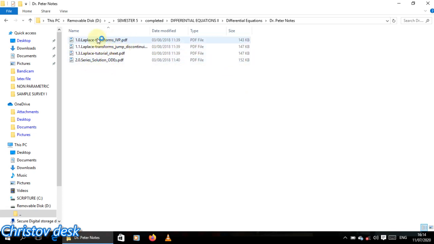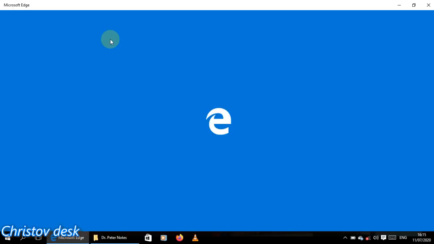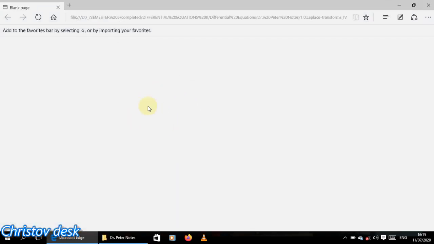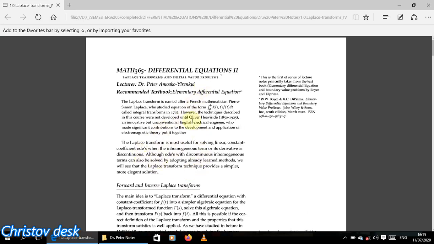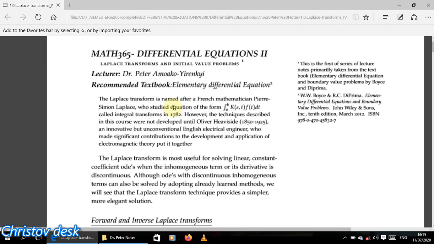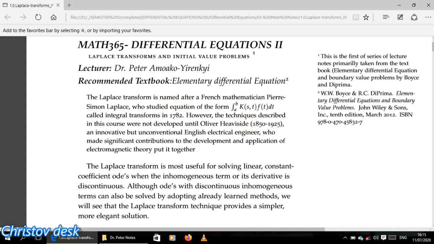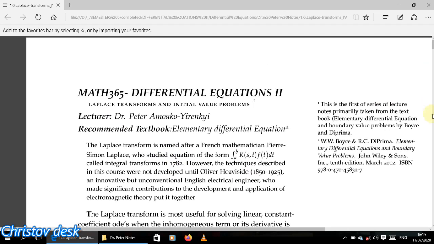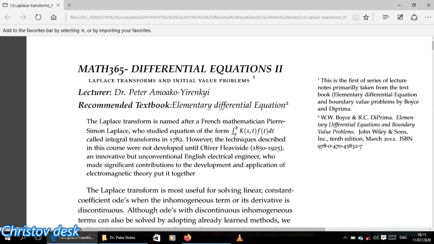So there is a differential equation that we are going to do. All right, so for the differential equation that we are going to do, we will need to study Laplace transforms, right? So with Laplace transforms, then we'll move on. Okay, so this is the lecturer, Dr. Peter Mwakunjerinchi. All right, so the recommended textbook is Elementary Differential Equations. Okay, so this is a series of lecture notes that we are going to go through.